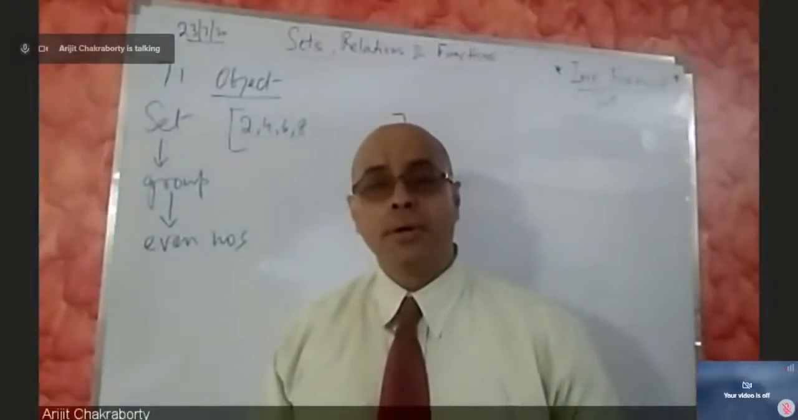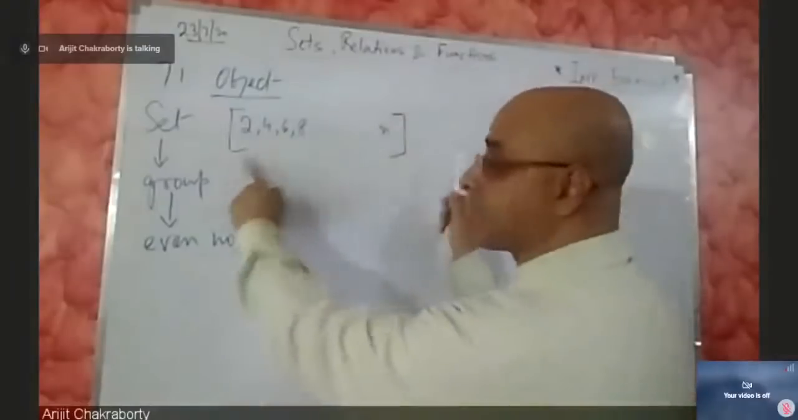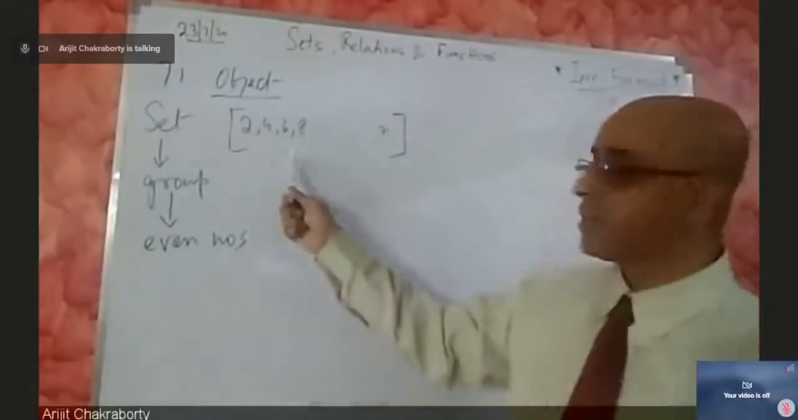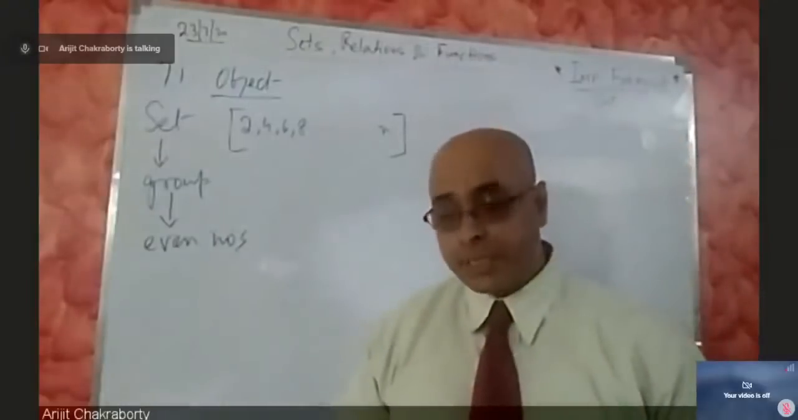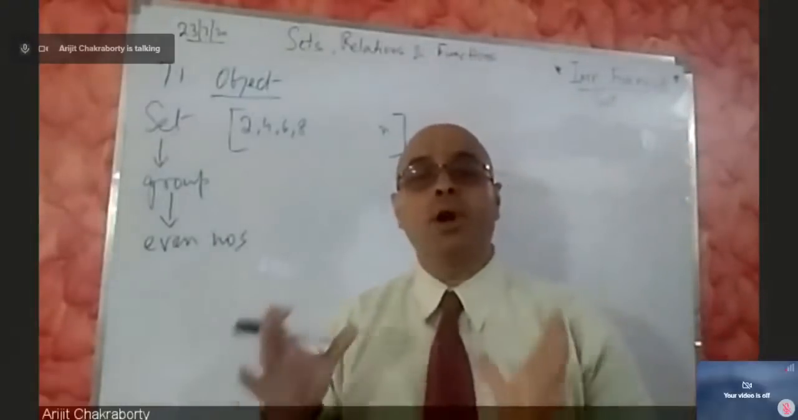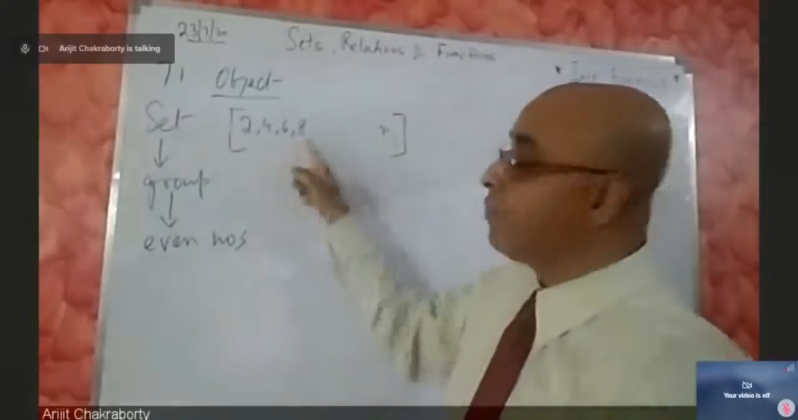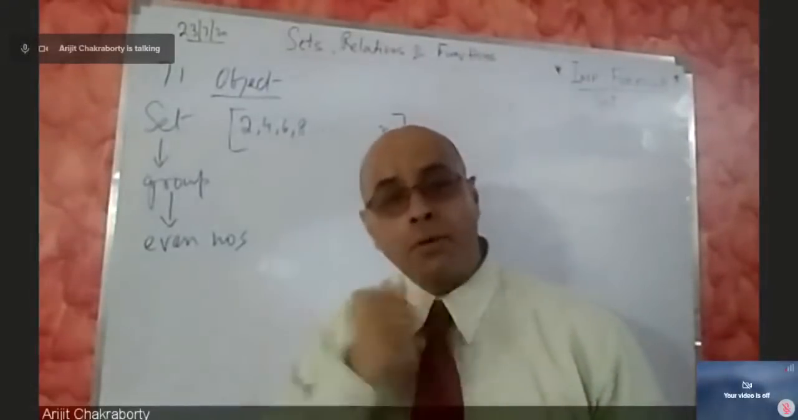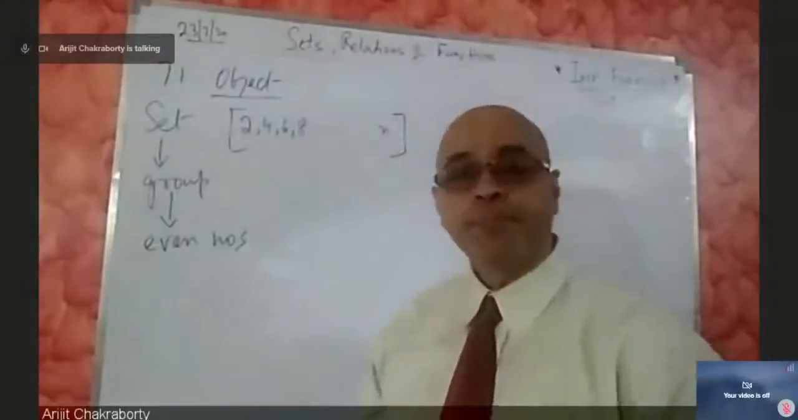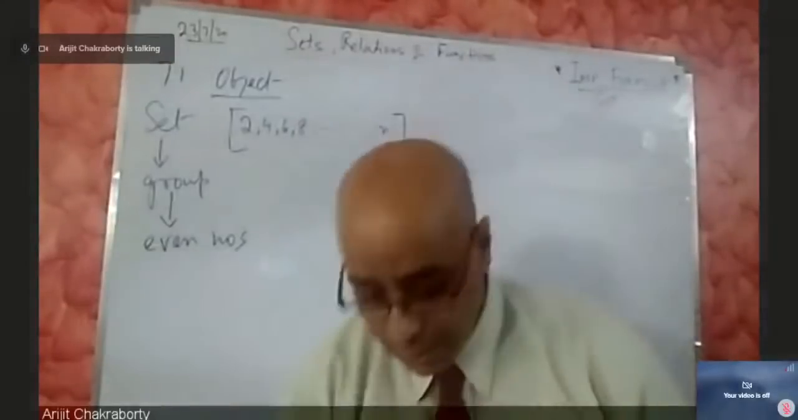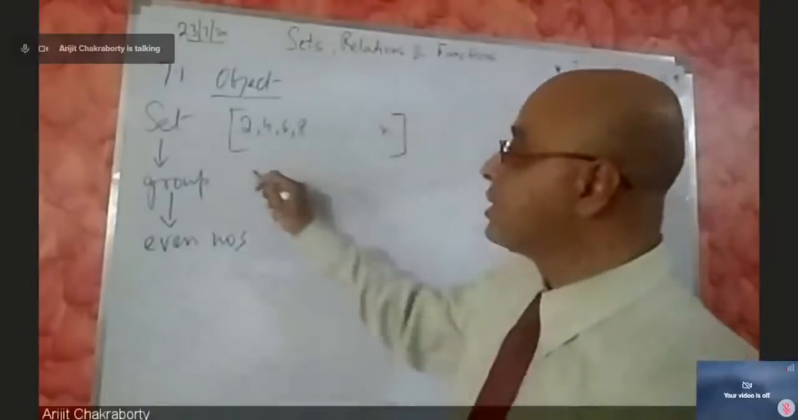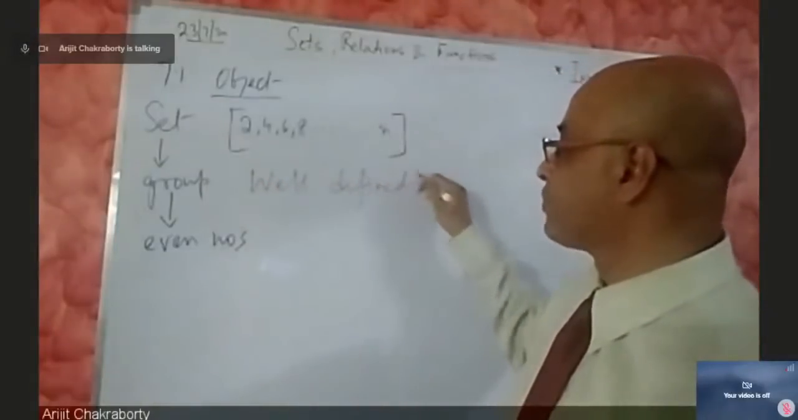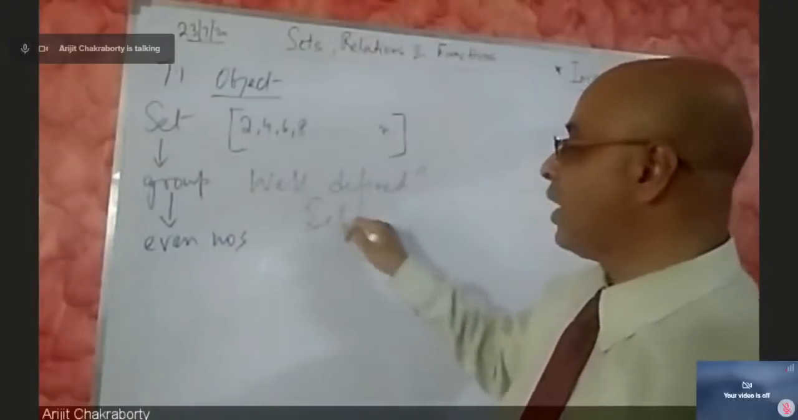Now, is this a set? Yes, it is a set. Why is this a set? Because it is nothing but a collection of objects. Here, numbers can be an object. Right? Now, the next question. Is this set a well-defined set?